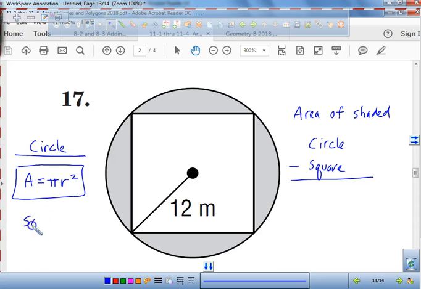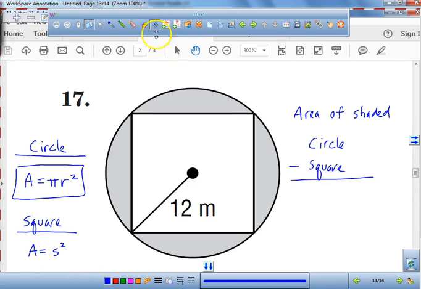Now, what's the area of a square? It's just the side times itself. So you can say side squared. You can say length times width. You can say base times height. But we're just going to make it easy: side squared. Now, does anybody know what this 12 right here represents?